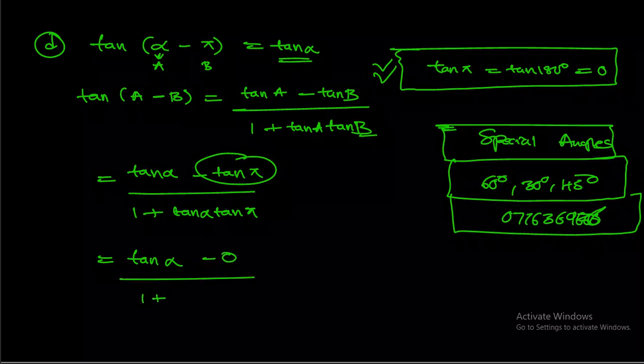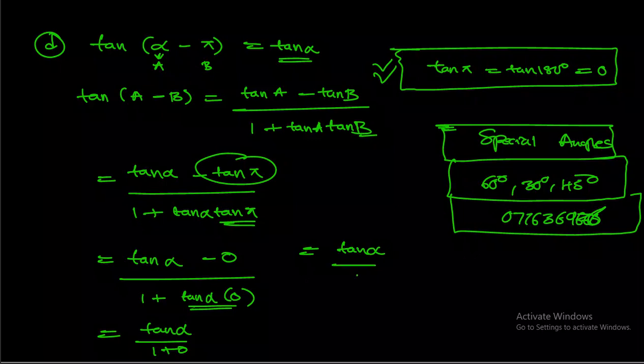That is minus 0. Then 1 plus tan alpha. Then tan pi is already 0. So what we have, guys, is tan alpha minus 0, which is just tan alpha. In the denominator, it is 1 plus 0, which is just 1, so our answer is tan alpha. You can see that these two sides are one and the same.